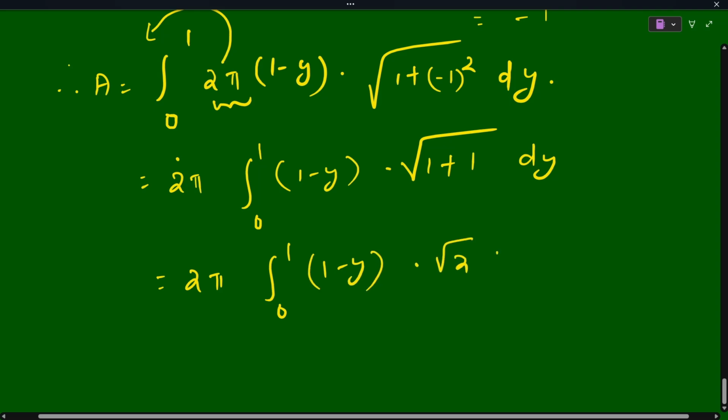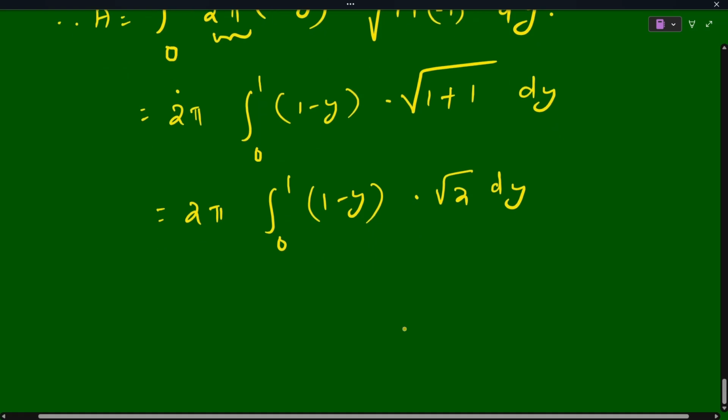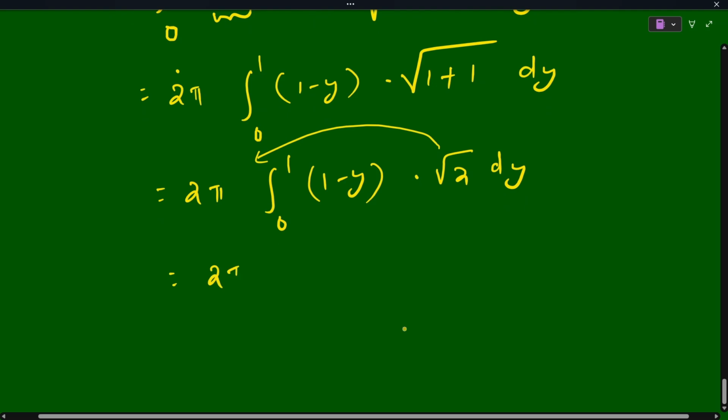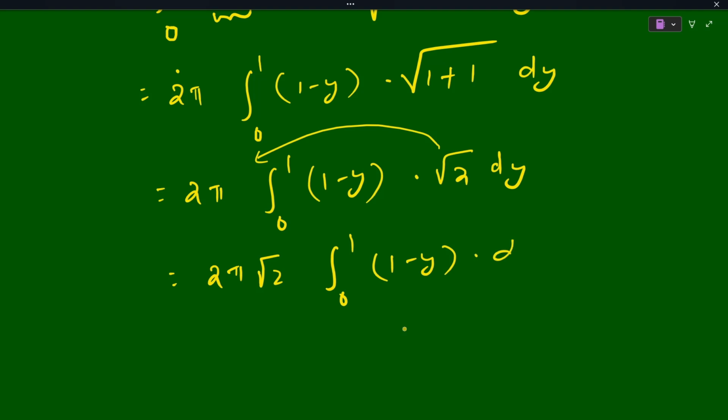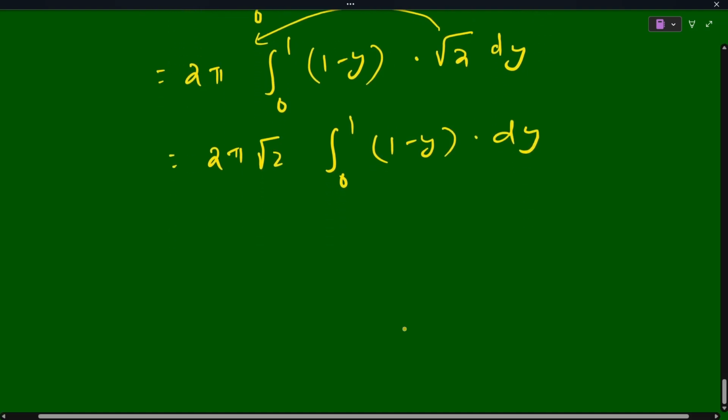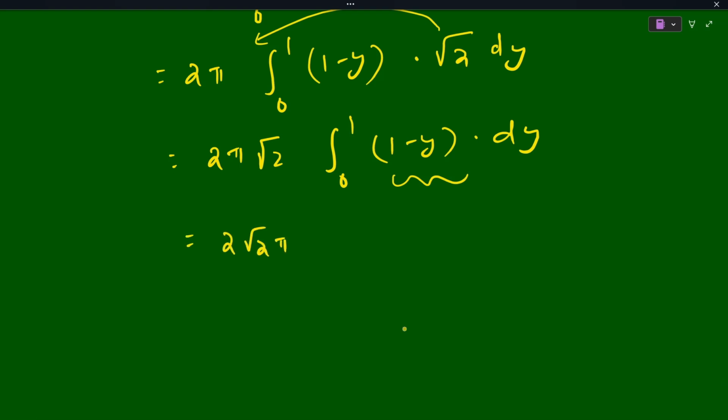So now 2 pi is a constant, it will go outside of the integration. Then it is 2 pi into the integral from 0 to 1 of 1 minus y, and this value is 1 plus minus 1 squared, which is 1 plus 1. Now this value is 2 pi into the integral from 0 to 1 of 1 minus y, root 2 into dy. Root 2 is again a constant, so it will go out of the integral. So it is 2 pi root 2, the integral from 0 to 1 of 1 minus y dy.